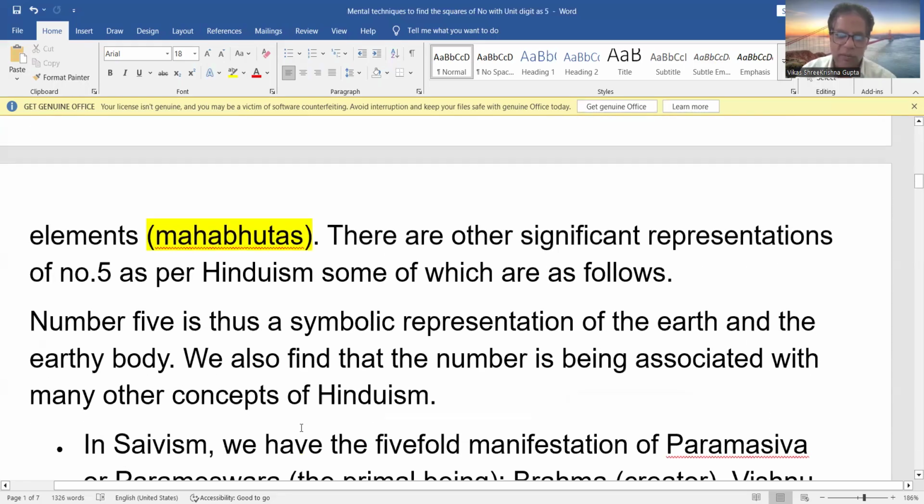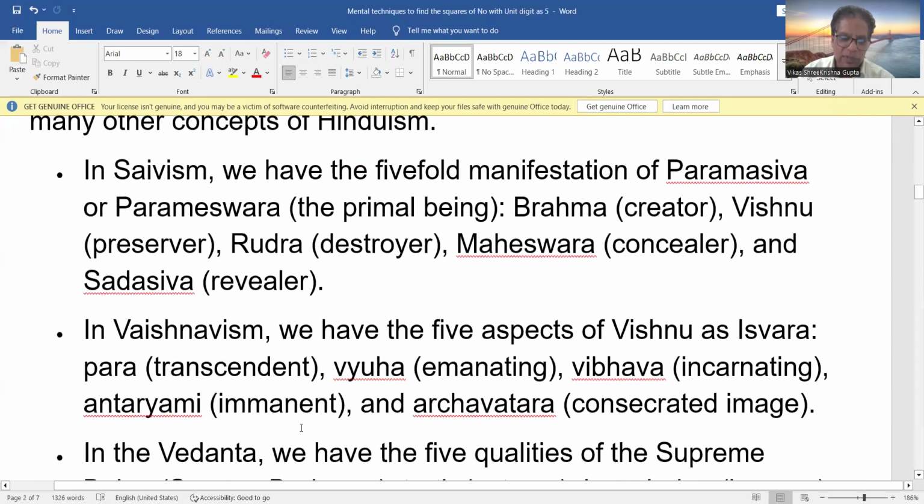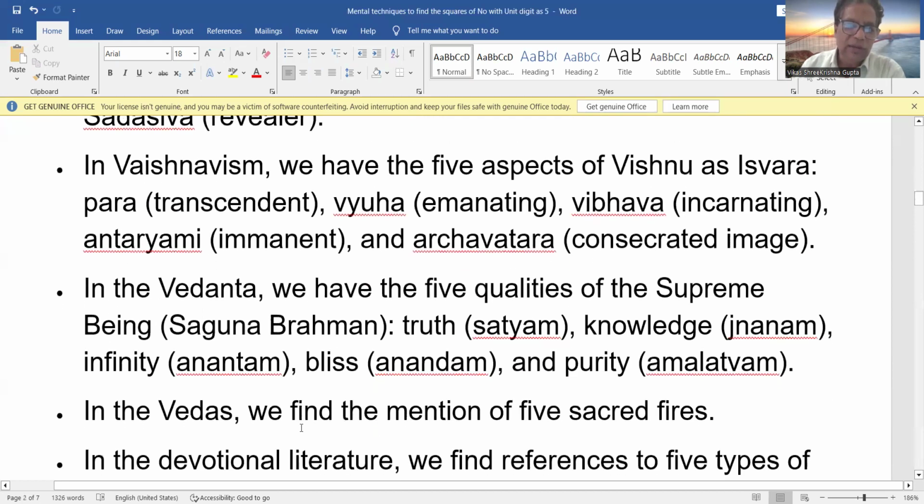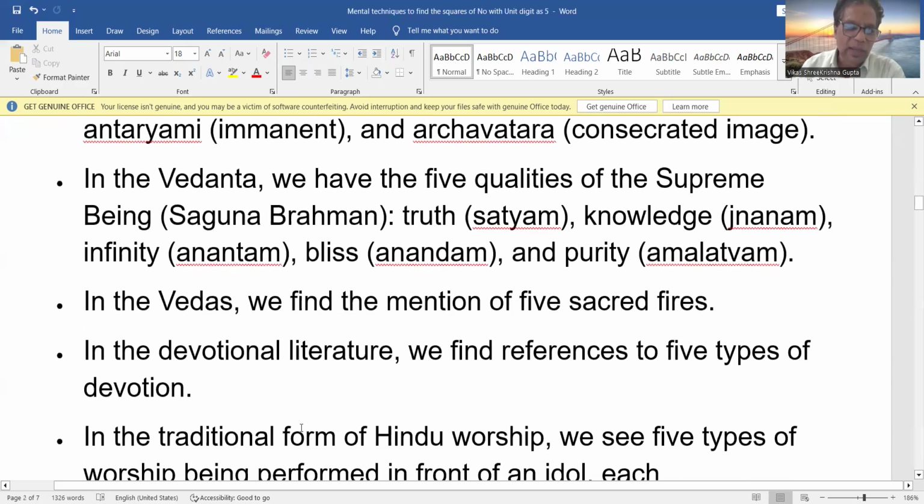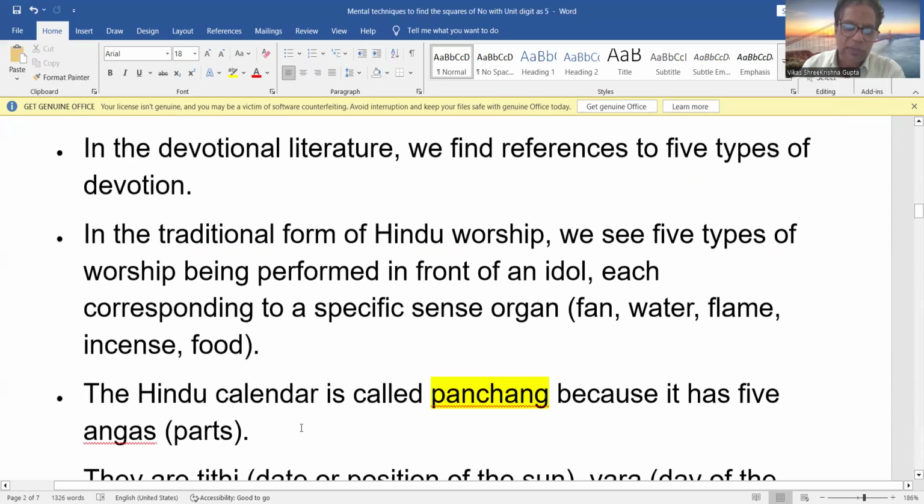These are called Panch Mahabhutas. Panch Mahabhuta. Right? So these are as per Hinduism culture. Then you also heard about so many other things related to number 5 in various cultures and traditions, like in Shaivism, Vaishnavism, then in Vedanta also.